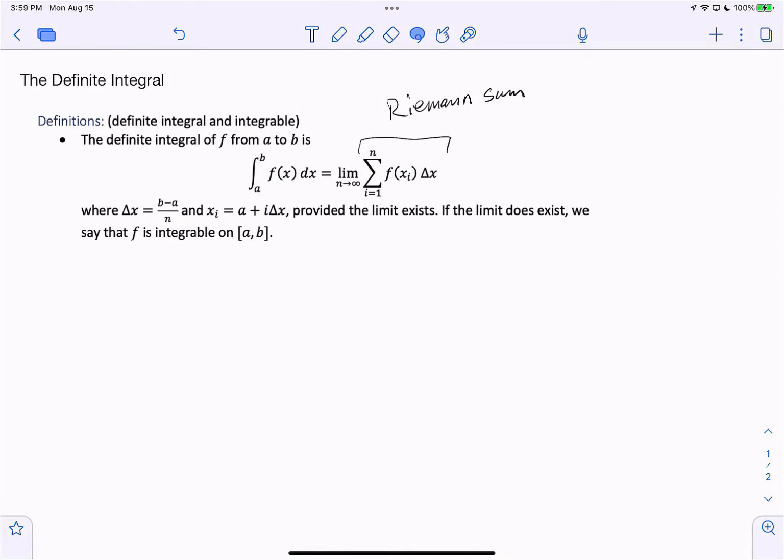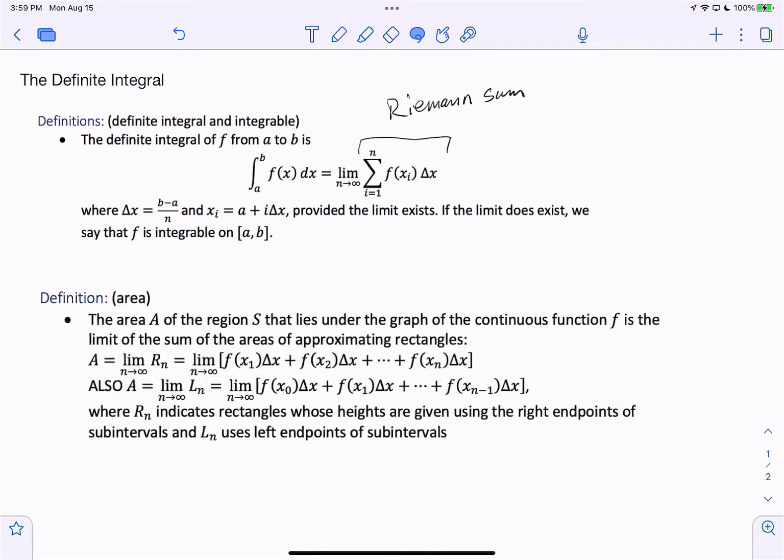This might remind you of a definition you saw in the previous set of videos, where we said that the area of a region was the limit of the sum of f of x sub i times delta x. Same thing, except we're not worried about whether it's a right endpoint or a left endpoint giving us the function height. F of x sub i is just some element in the ith subinterval.